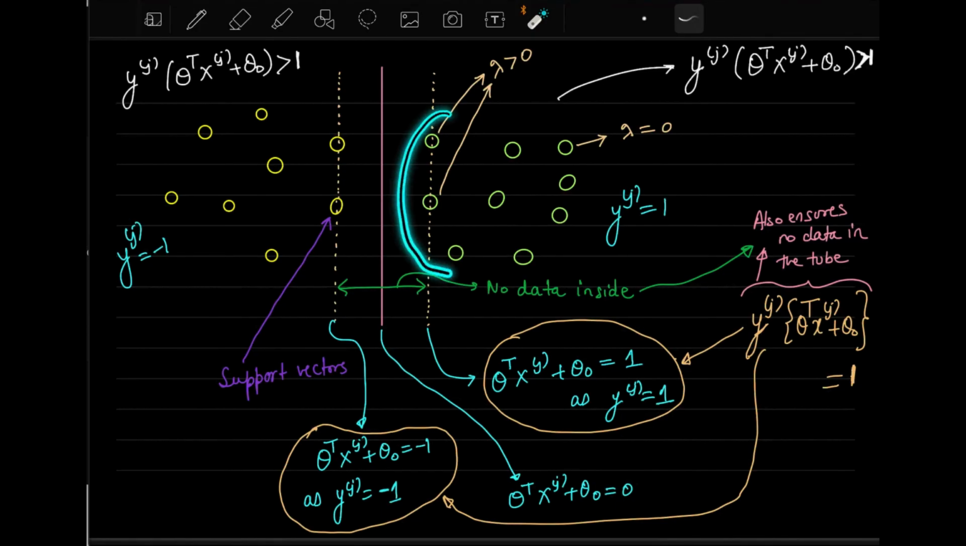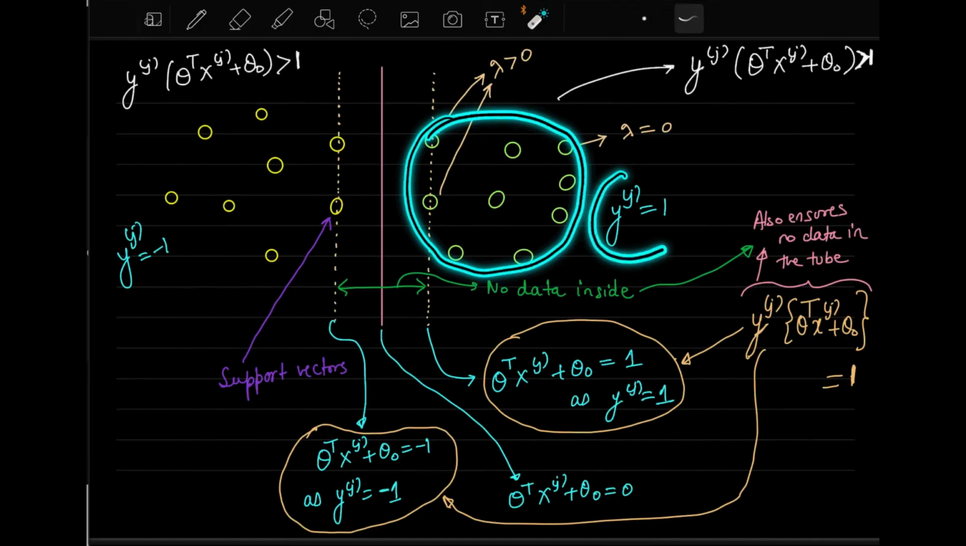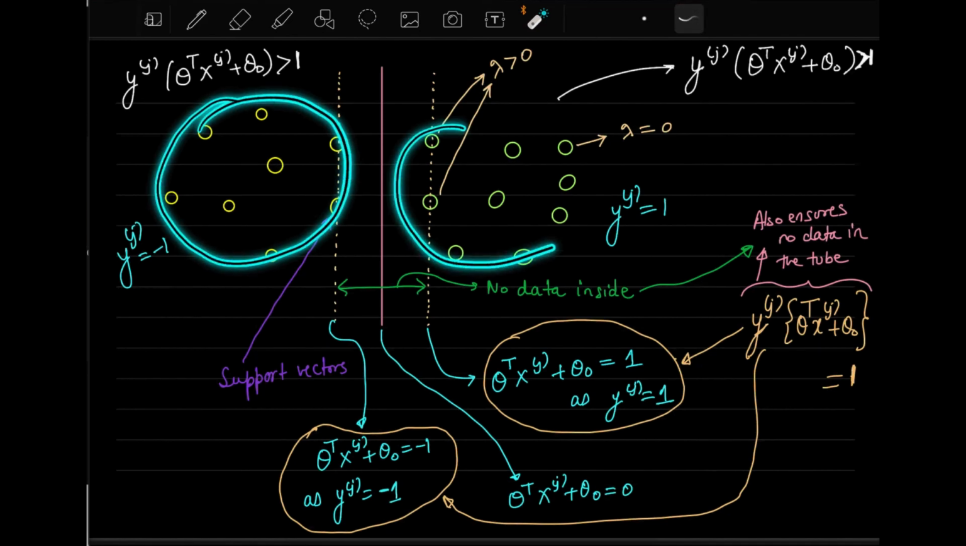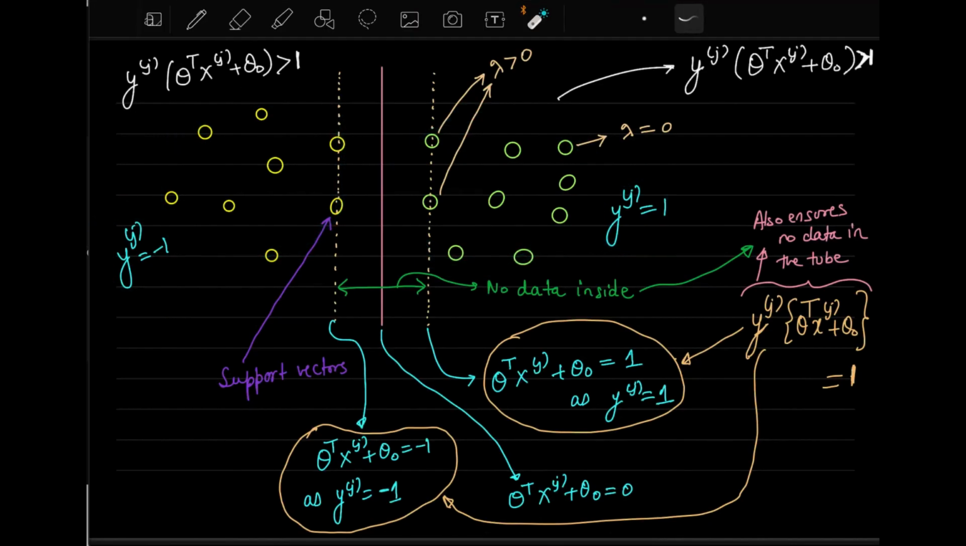This is the green points, and these values belong to the class equal to 1. So the first point is clear. We have two sets of data points, this one and this one, having class -1 and 1 respectively.